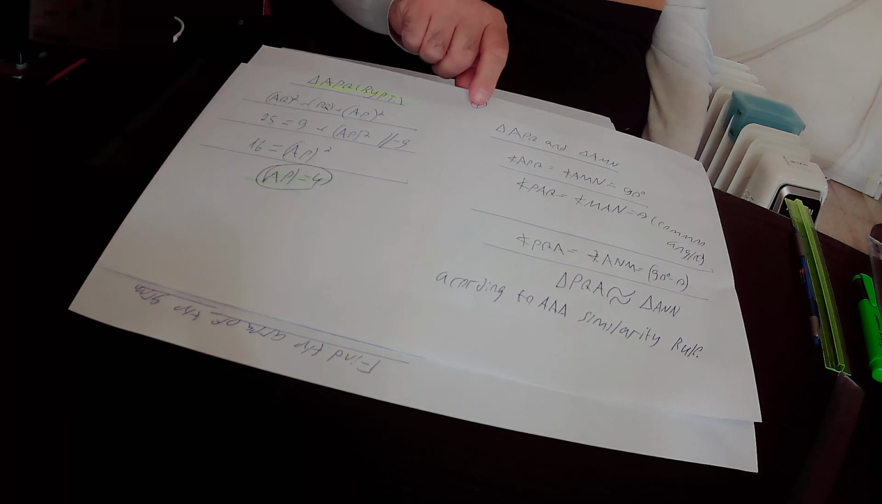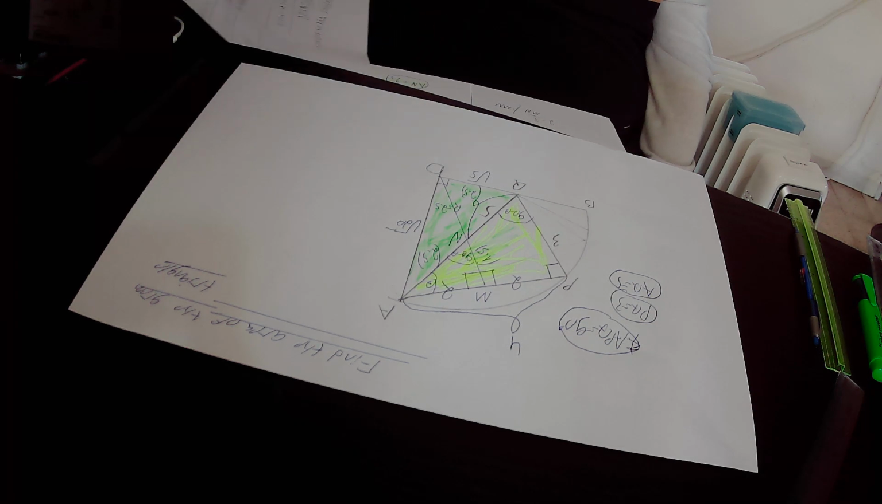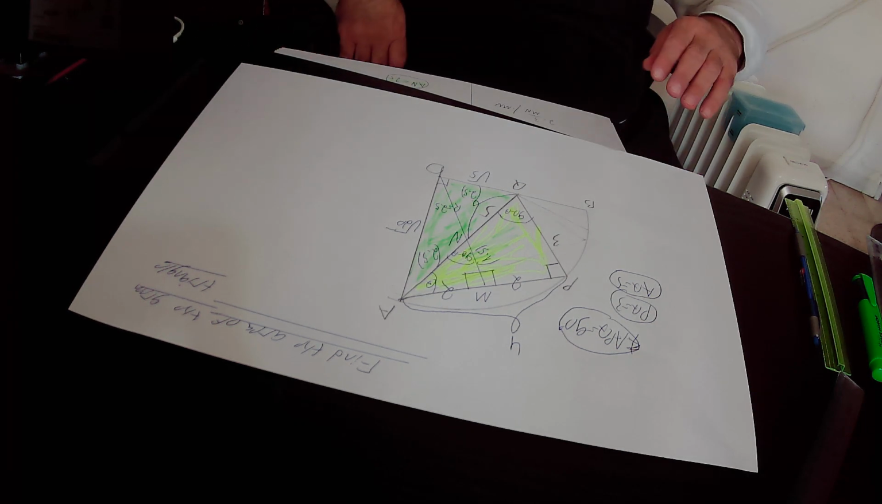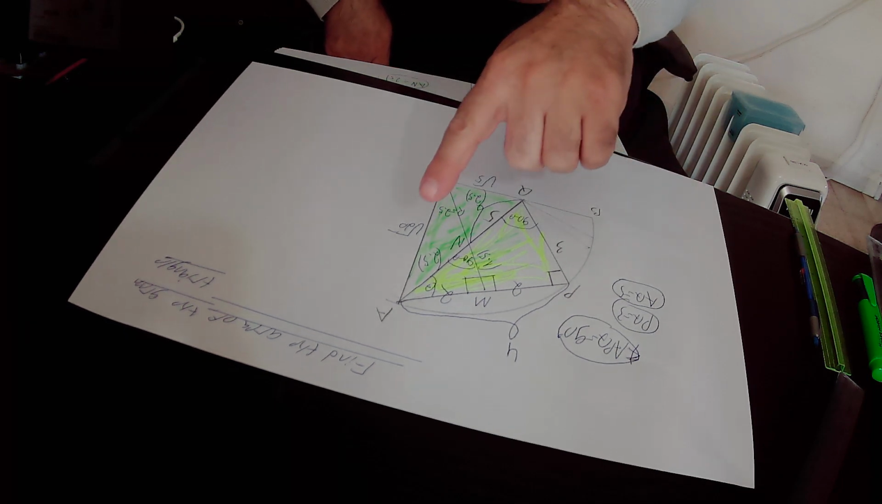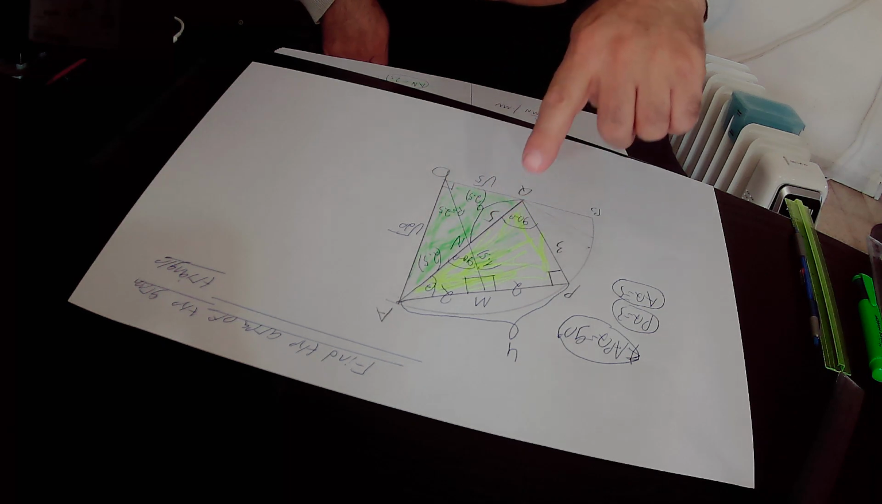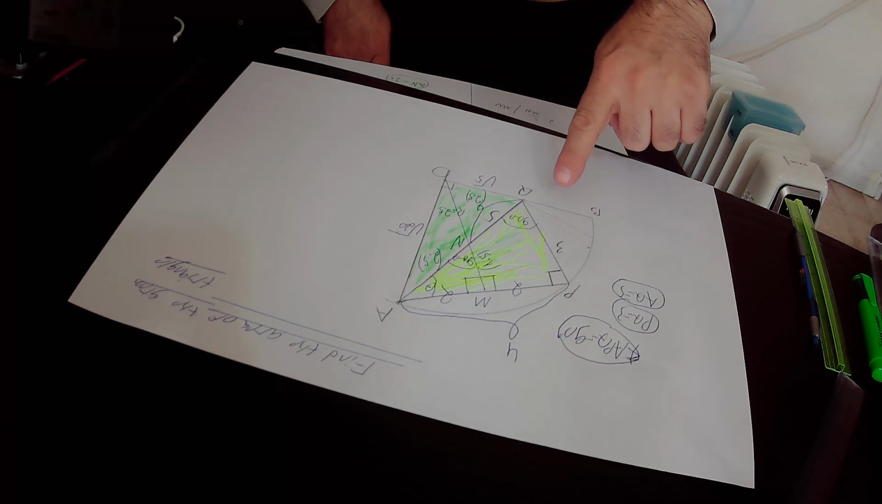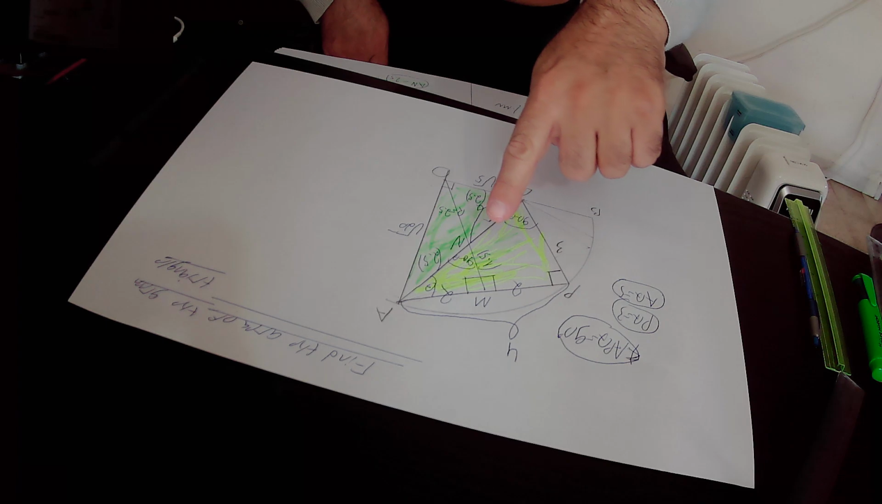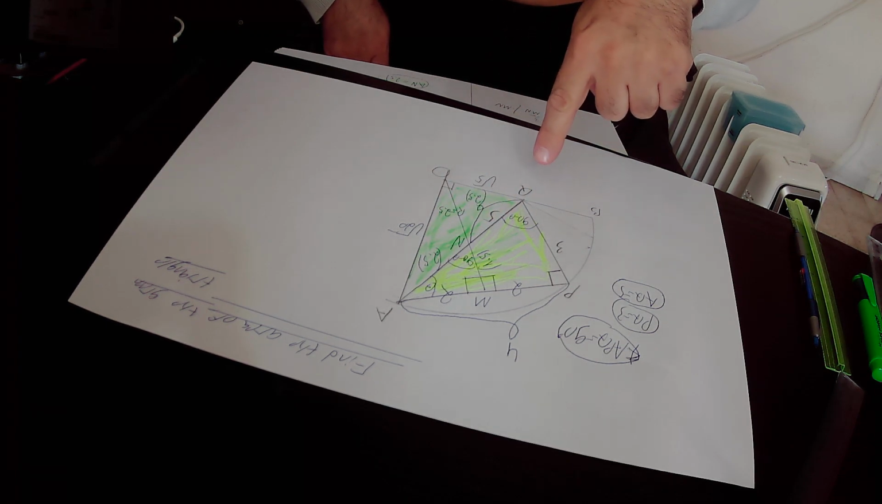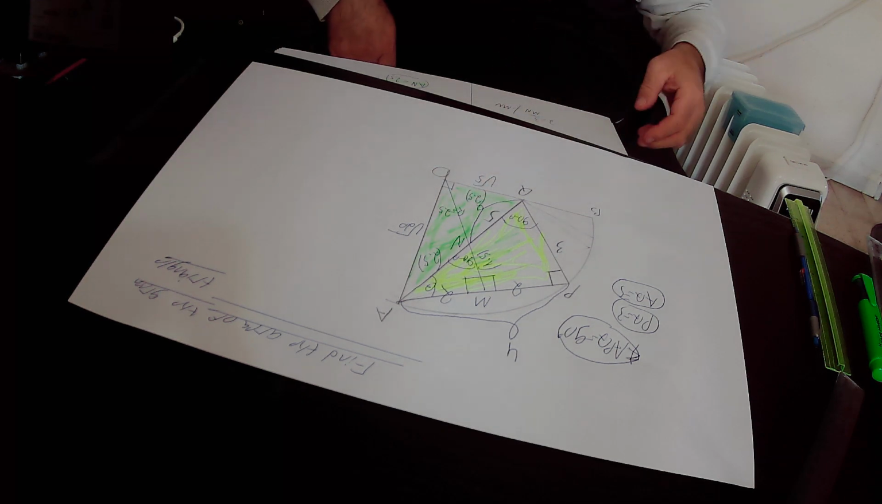From the fact that the two triangles are similar to each other, we conclude that AP in the big triangle over AM in the small triangle equals PQ in the big triangle over MN in the small triangle, and it also equals AQ in the big triangle over AN in the small triangle. I'll repeat again.